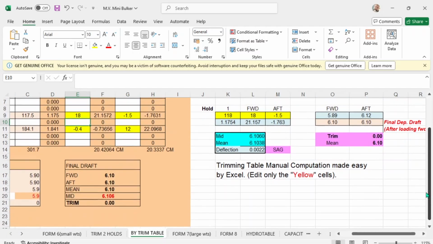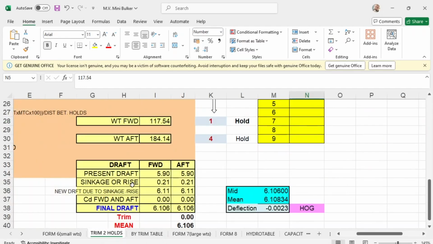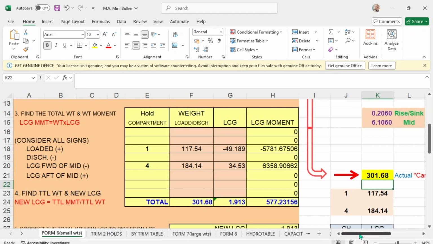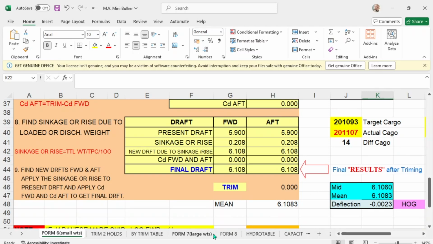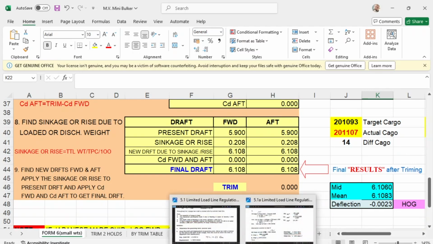Okay guys, so you have 3 programs that you will compare. You have the trim table here, you have your trim 2 holds, and your form 6, which is 6.10. So let's see here, guys.